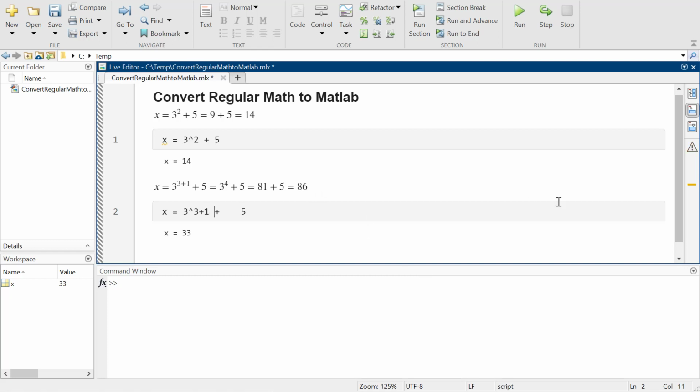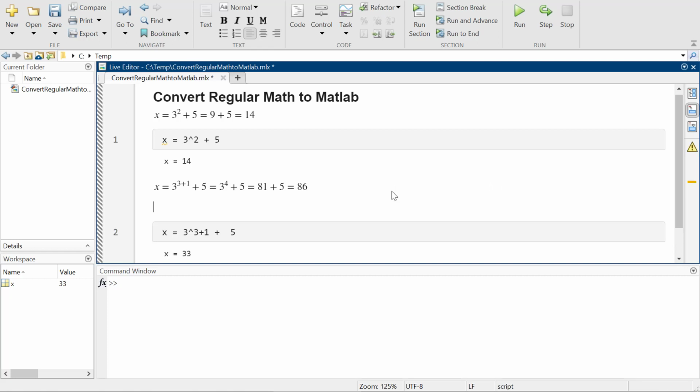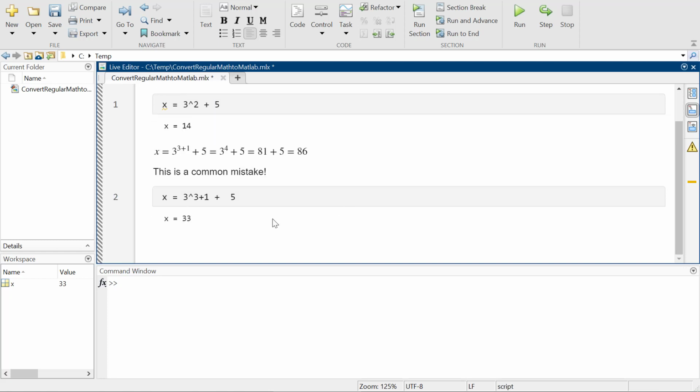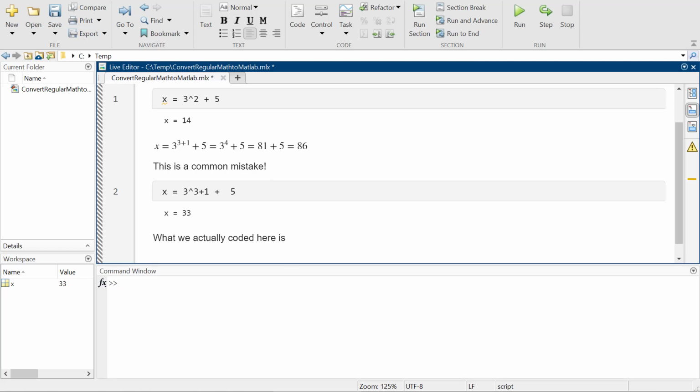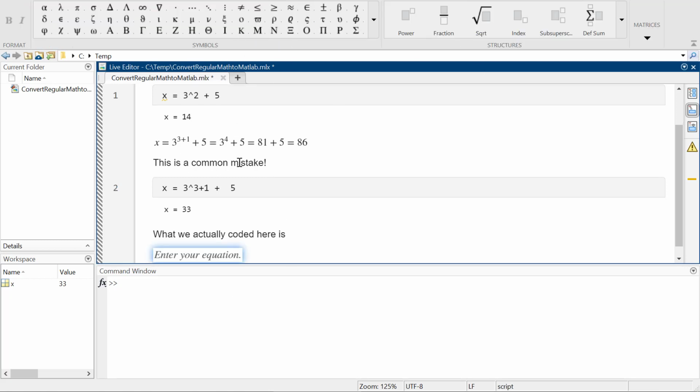So if you're taking notes here and you're like, what did this actually do? This is a common mistake. And you could be like, what we actually coded here is, and if you want to see how to put in these cute little things, you can go to insert equation, and that's what I've been doing. So actually what you have here is x equals 3 cubed plus 1 plus 5. Okay, so that's what you have here.